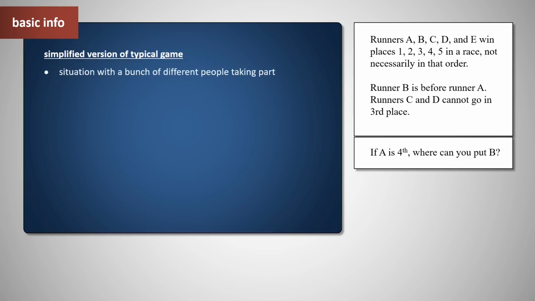So how can we describe this? Essentially, we can think of it as a situation with a bunch of different people taking part in it. More abstractly, it's a scenario with certain actors or players. By actors and players, I don't necessarily mean people. In this case there are people, but it could also be objects or animals, etc. But it's a scenario with actors and players.